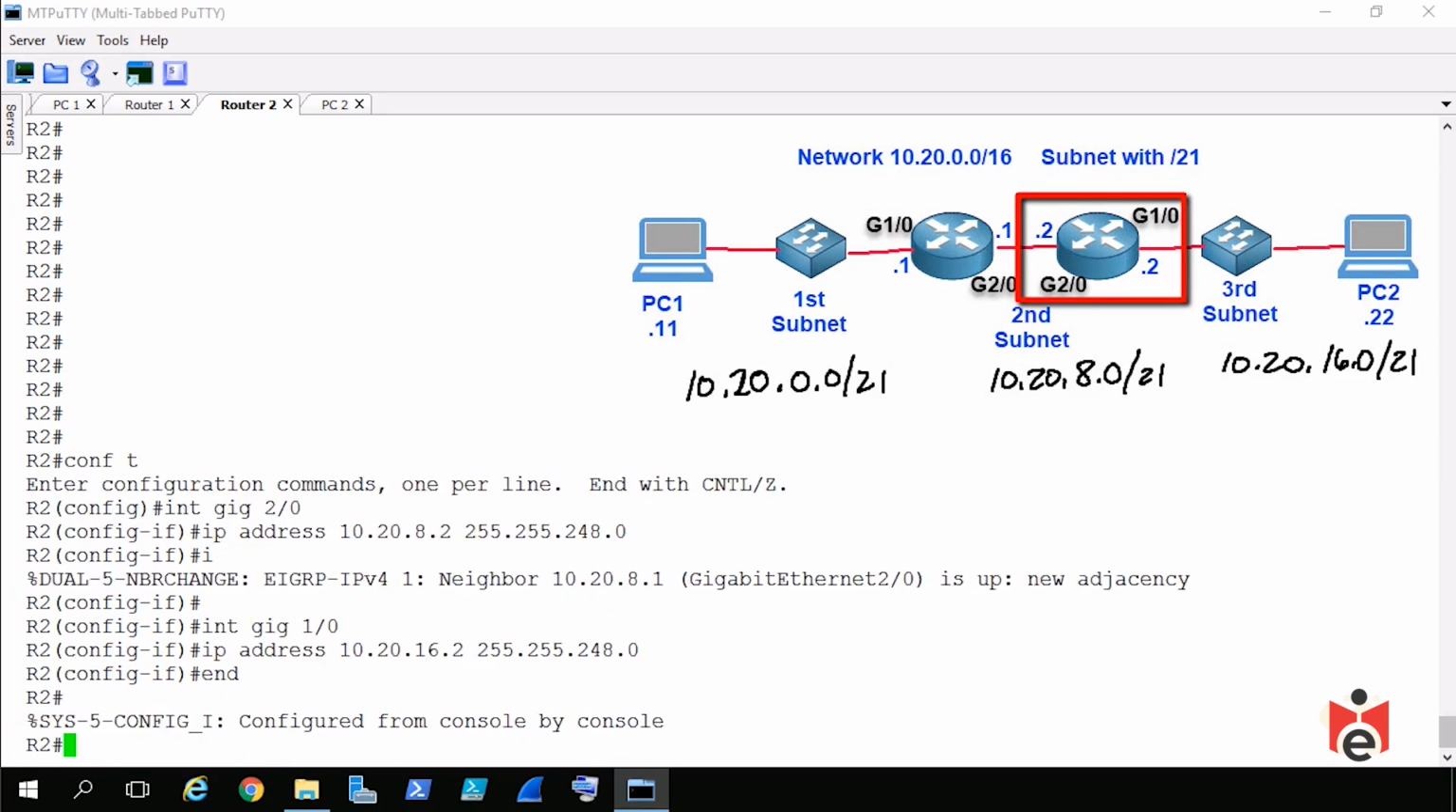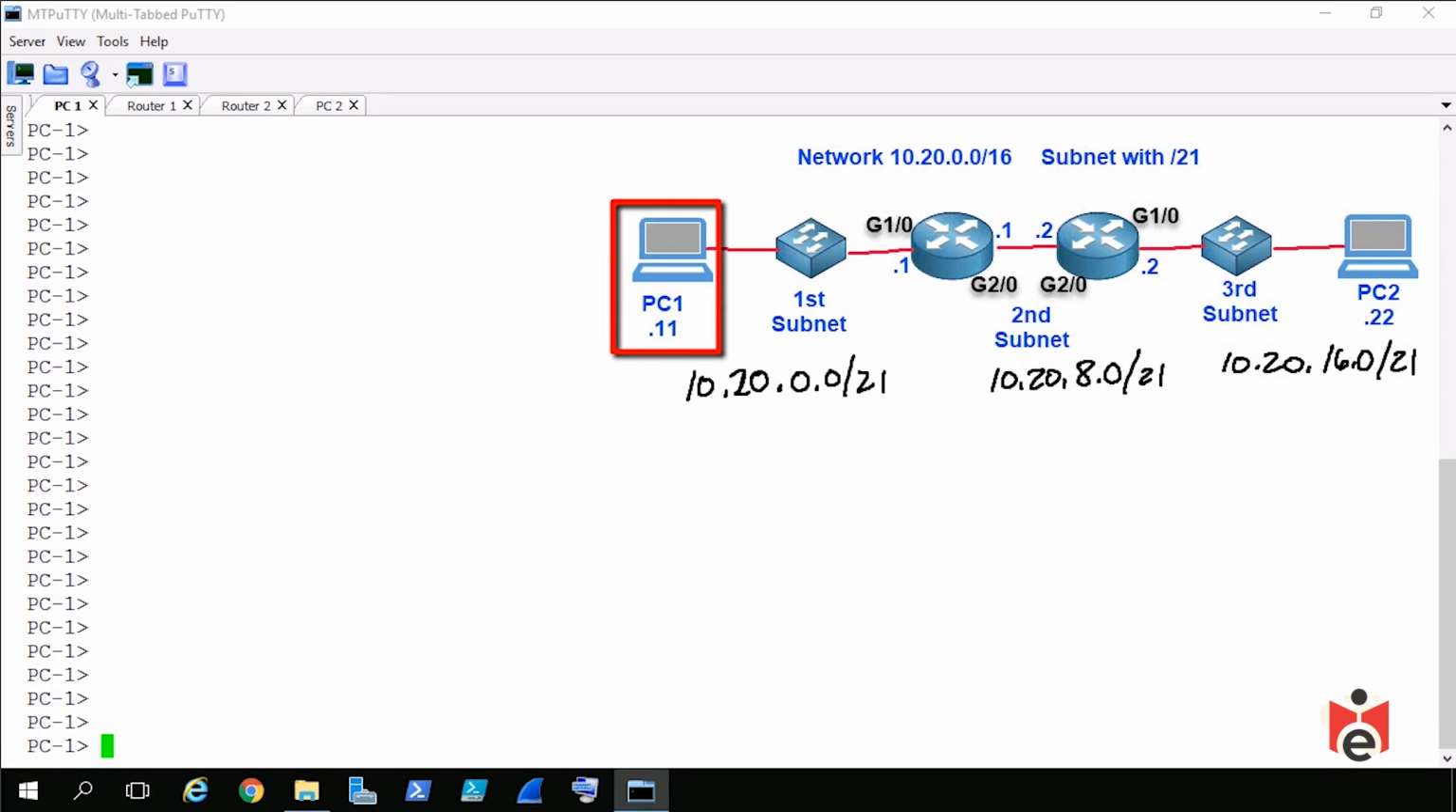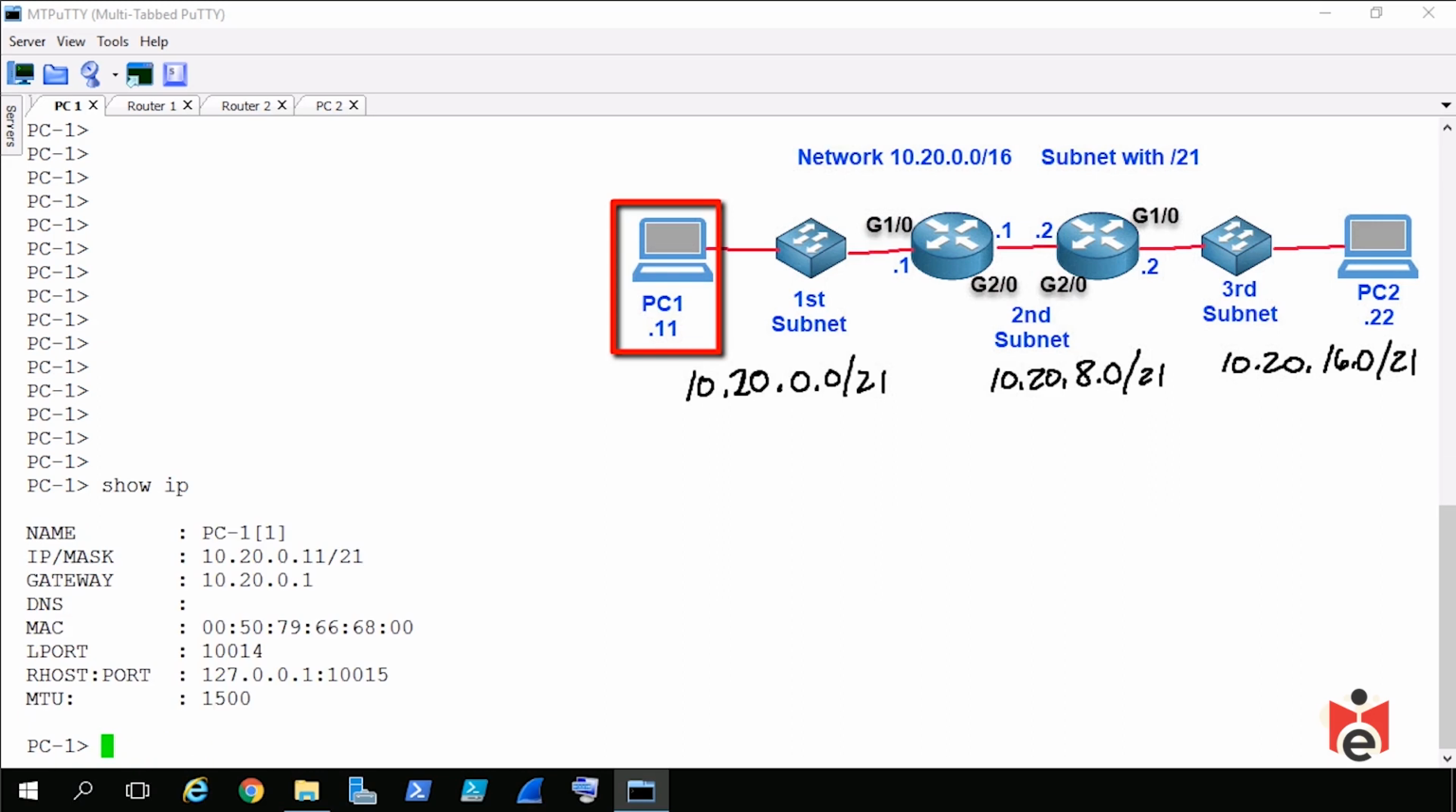So next, let's test this by going over to PC1 on the far left and let's do some connectivity testing. And on this virtual PC, in this lab environment, if we do a show IP and press enter, it's going to show us its current IP information. So it's got the IP address of 10.20.0.11 with a 21-bit mask. That third octet represents that this indeed is subnet 0. And it's also got a default gateway configured of 10.20.0.1, which is the IP address we configured a few moments ago on R1's gig 1/0 interface.